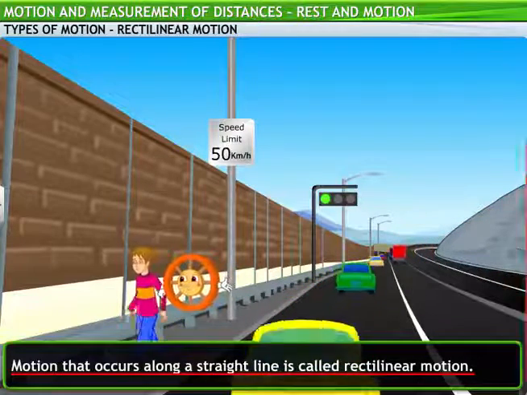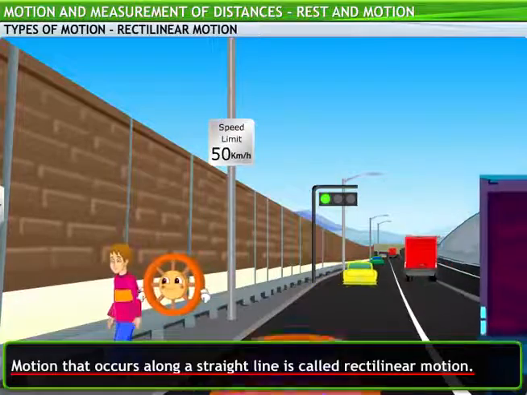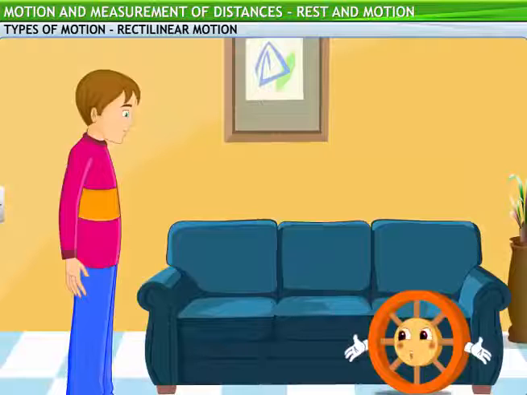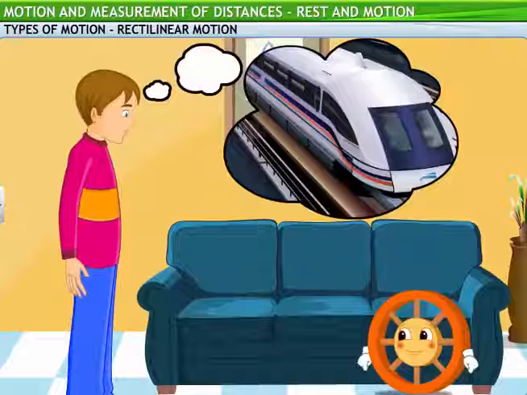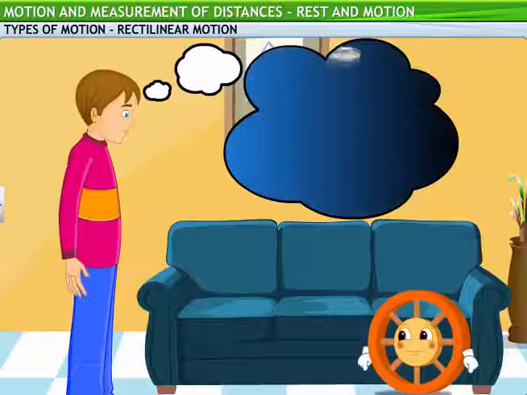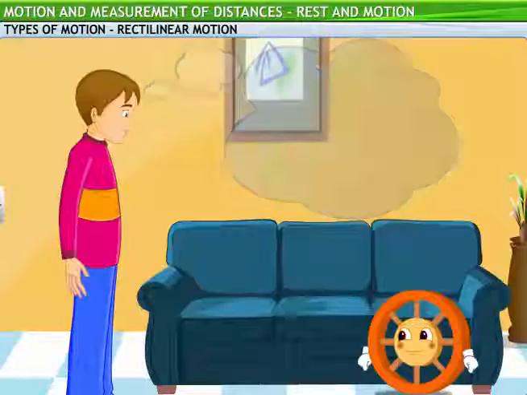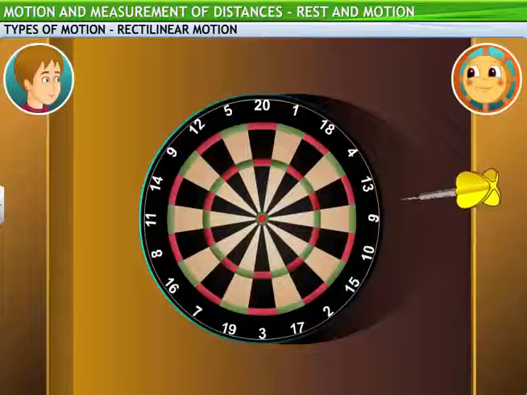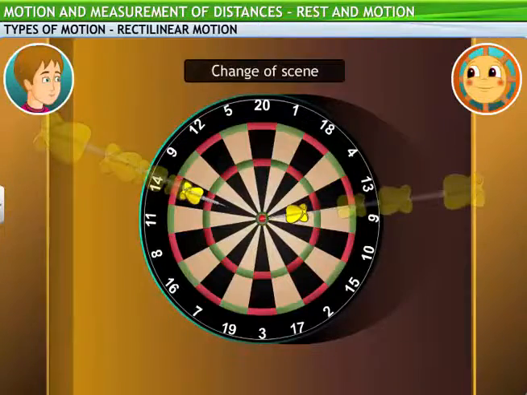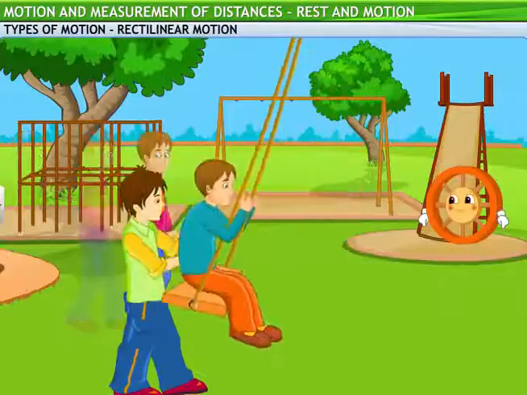See these cars going straight? These are also in rectilinear motion. Let me give you some more examples. Think about a speeding train on a straight track, or a coin tossed up in the air. I see. You're right. They all go straight. So a dart moving towards its target would also be rectilinear motion. Right? That's right.